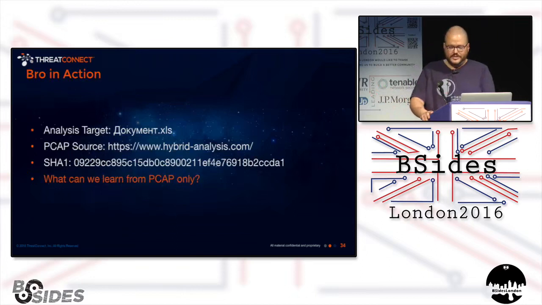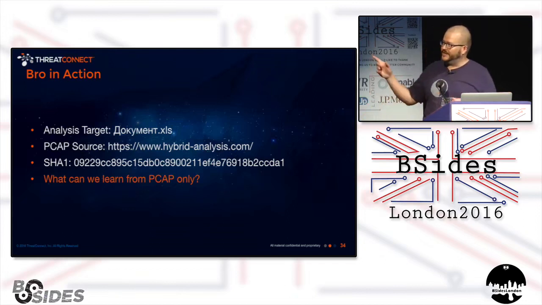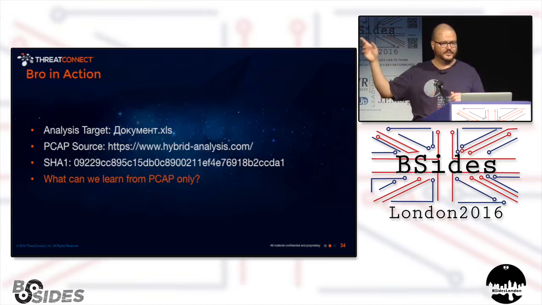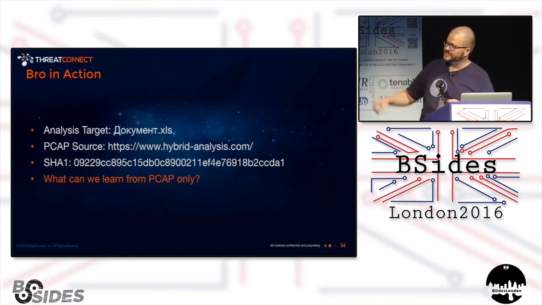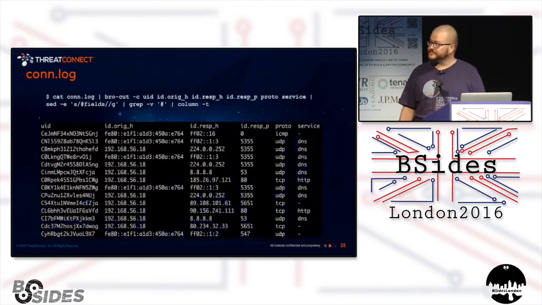So what I wanted to do here is just focus on Bro for a moment and not think about any other tools at all. So I'm tying my hand behind my back and only using Bro. My analysis target is this Excel document, and I collected this from a free, open public malware sandbox called Hybrid Analysis. So if you wanted to later, follow along with my analysis here, you can download this file. The SHA1 is listed. And I want to answer the question, what can I learn from PCAP only?